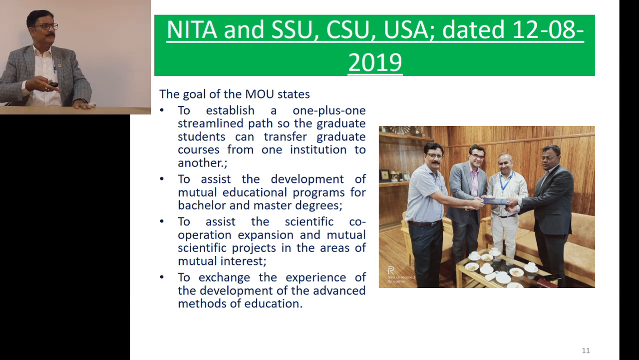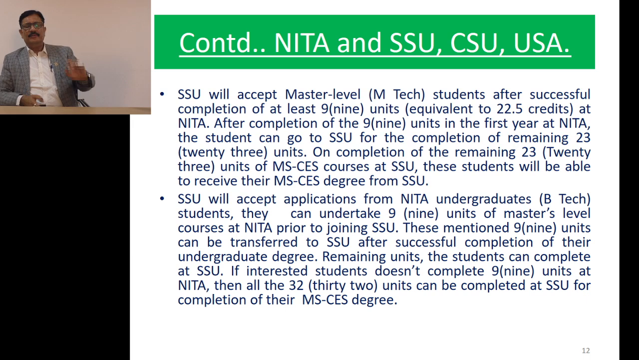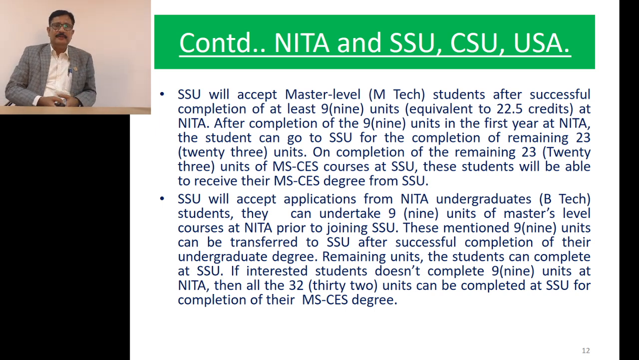How does it take place? The student has to do around 9 units. 9 units means 22.5 credits. So you'll be doing 7 courses or something like that. It will be transferred in the BTech or in the MTech. There are 2 options. If a student of computer science in the MTech joins here itself, completes all these courses and thereafter transfers all these credits there, then definitely in the MTech he will get a direct transfer, and he will get a degree from Sonoma State University in MSCES, that is Master of Science in Computer Science and Engineering.